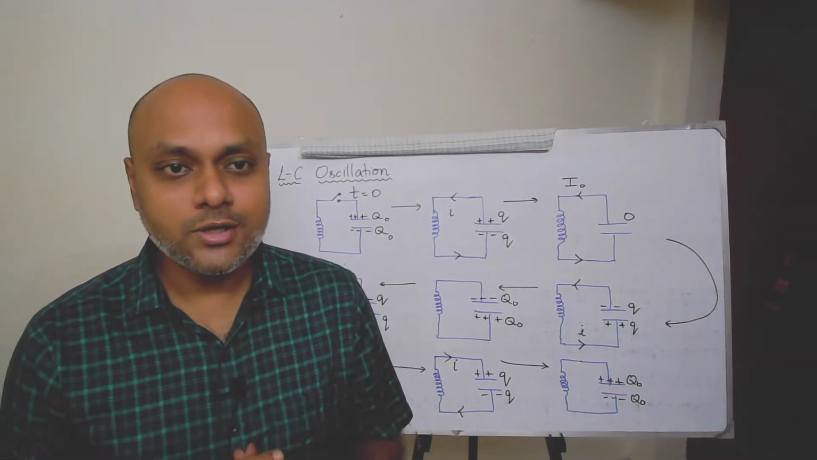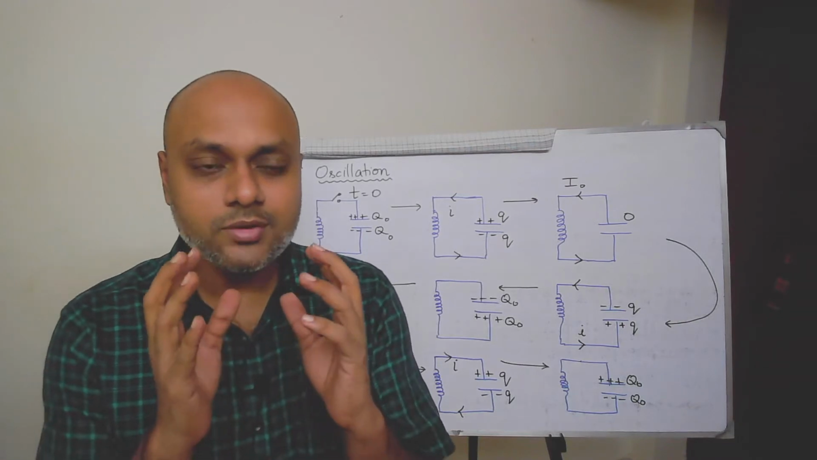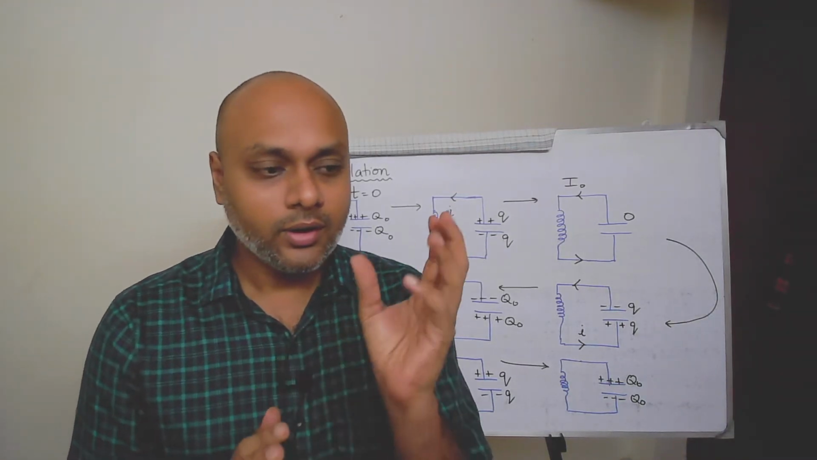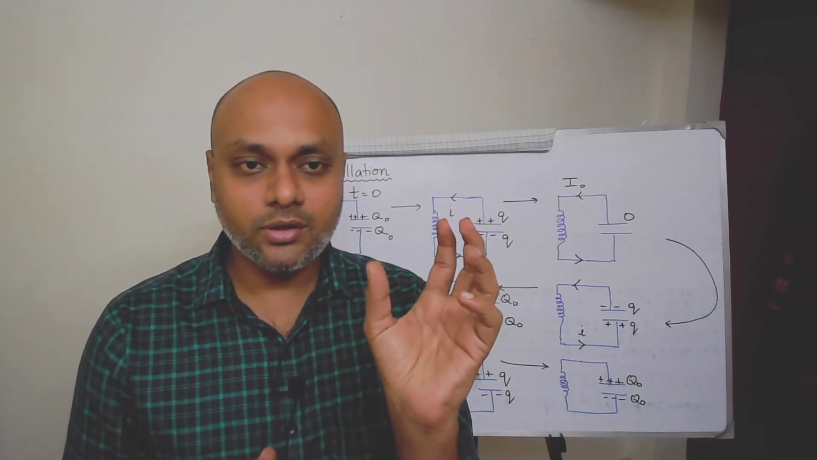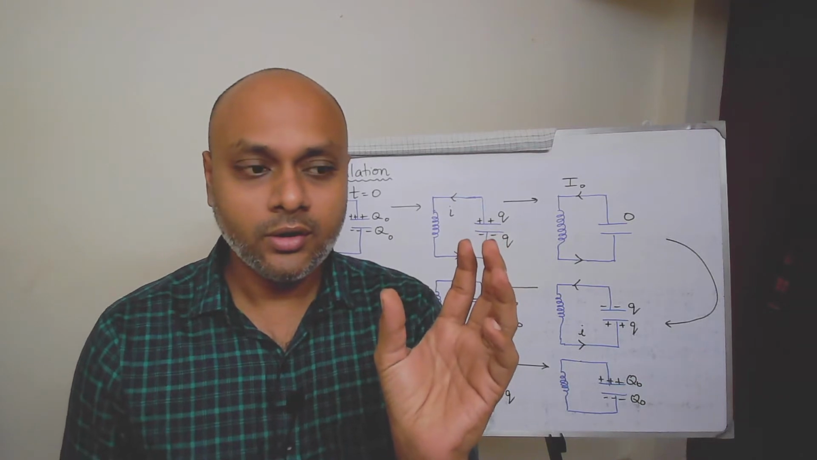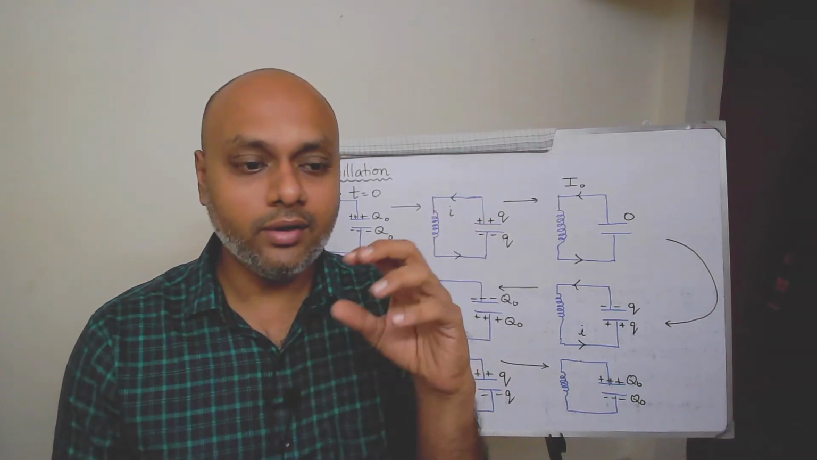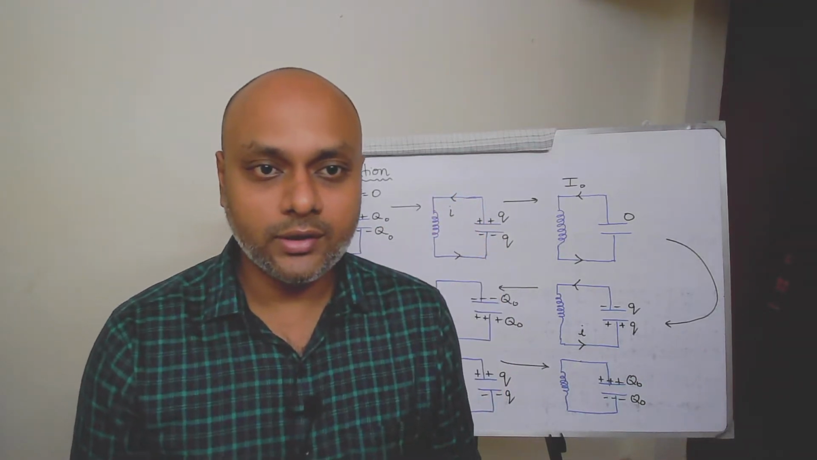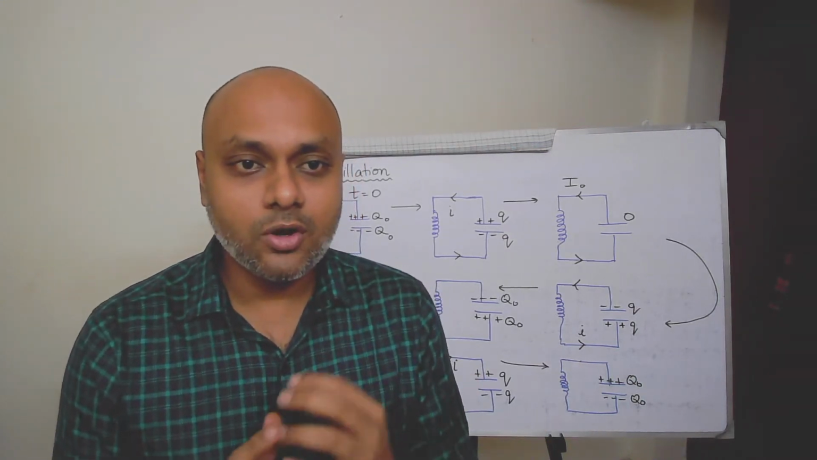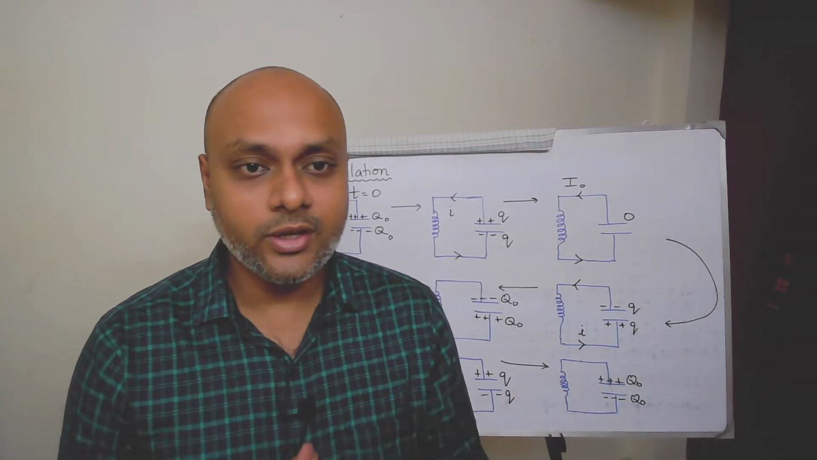So in LC oscillation what happens is, say you take a capacitor, charge the capacitor with a battery and take that charged capacitor which has some charge Q naught in it. Take that capacitor and connect it to an inductor. What happens after this is called an LC oscillation.